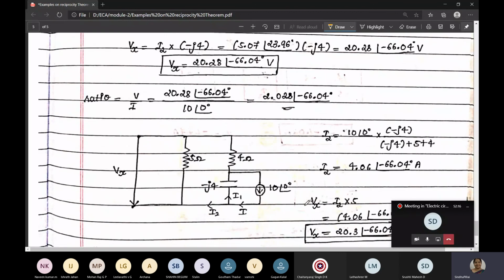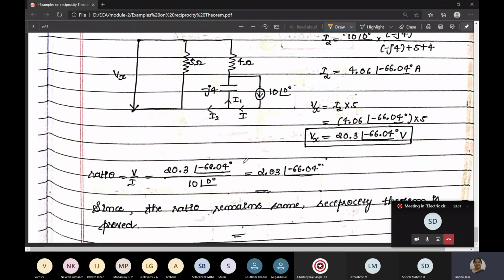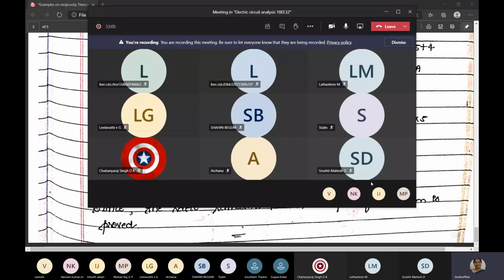Next, interchange the position of voltage and response. So 10 at an angle 0 is put here, and the voltage Vx. Again split the current and find the current I2. We want the current in the 5 ohm resistor. So the current I2 is equal to the main current 10 at an angle 0 into the resistance of the opposite branch, which is important. Opposite for this is minus J4. We should not write minus J4 plus 4, because the 4 is also included here. Only minus J4 is opposite to the 5 ohm resistor. That is important. Just find the voltage and see the ratio V by I. Since the ratio remains the same, the reciprocity theorem is proved. Thank you.